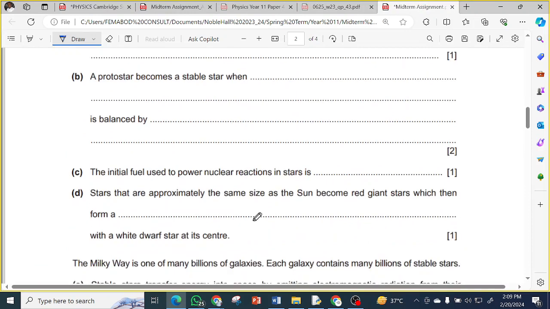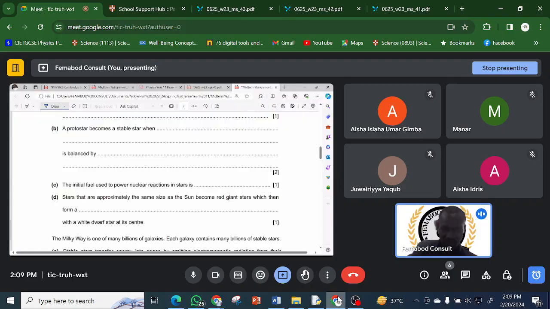So the next question: the initial fuel used to power nuclear fusion in a star is what? Quick answer. What's the fuel they use? Hydrogen, please. It's not helium. Hydrogen is the right answer. Okay, that's correct.